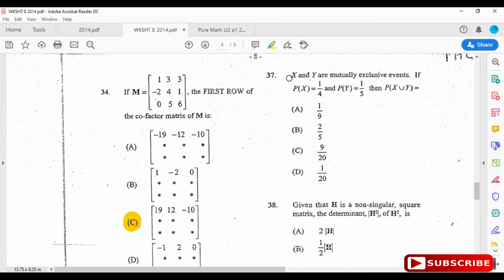All right, question 37. It says X and Y are mutually exclusive. If X and Y are mutually exclusive, that means they never intersect. And so the probability of X is a quarter, and the probability of Y is 1/5. So we need to find the probability of X union Y.